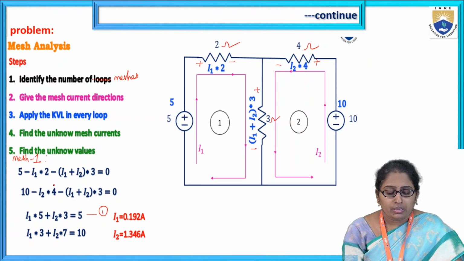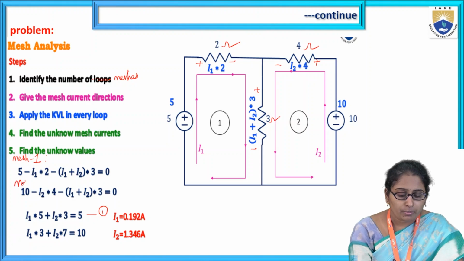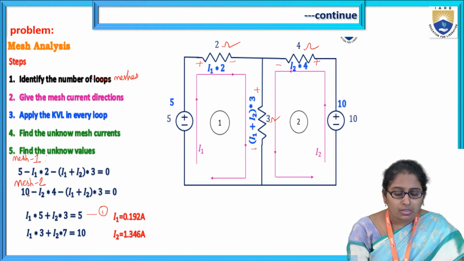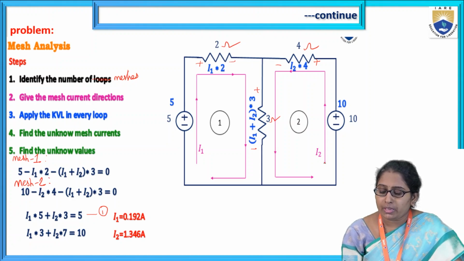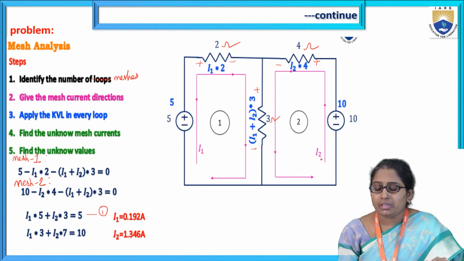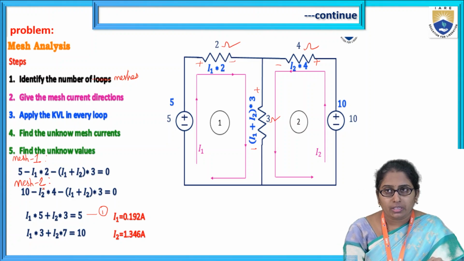Now, next is mesh 2. Mesh 2 KVL equation: we start here. Look at the first element, the battery EMF. We are moving from the negative terminal to the positive terminal, which means a voltage rise. So voltage rise means, in the equation, plus 10.